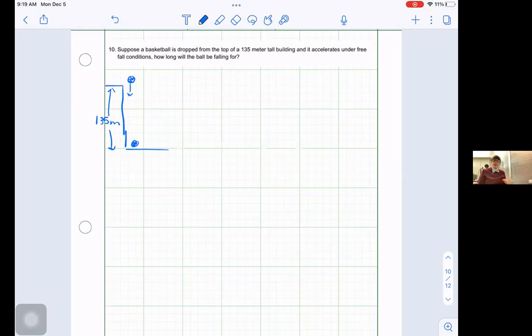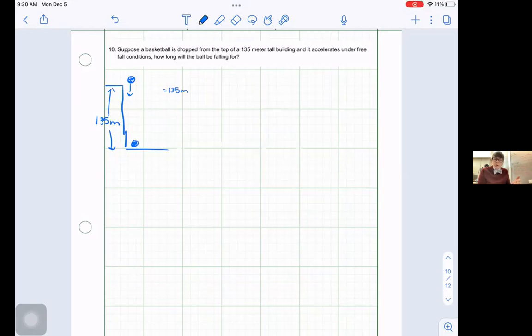The next step is identify all your variables, figure out what values they have, and then make sure you know what you're solving for, where it fits in the context of this sketch. So I've got one number given to me in the whole problem, 135 meters. That's the height of the building.